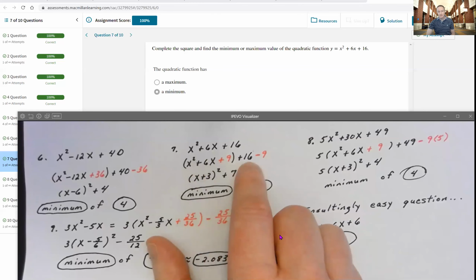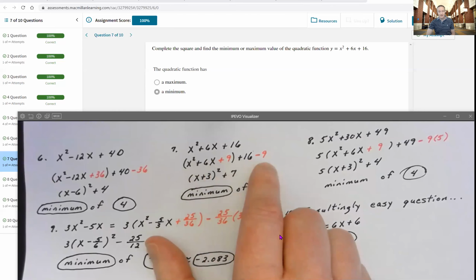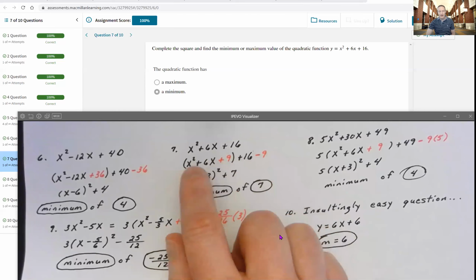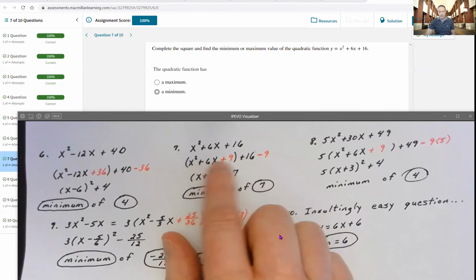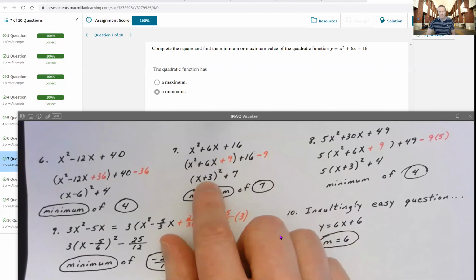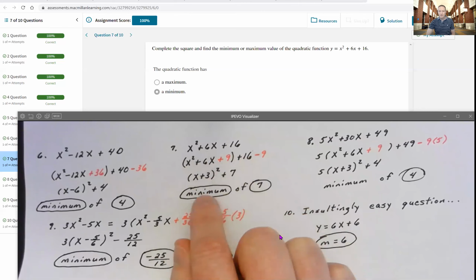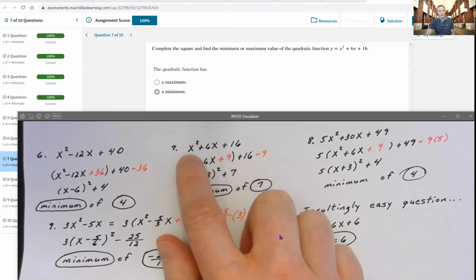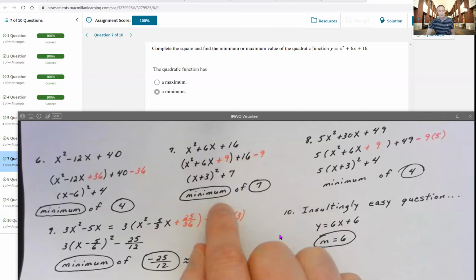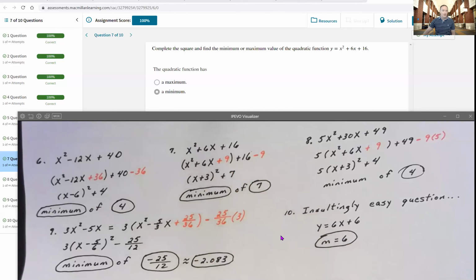So I separated the 16. Since I added a 9 on the inside, I subtracted a 9 on the outside. Now I would get x plus 3 quantity squared for that part here, written as a binomial. And then plus 16 minus 9 gives me a plus 7. So I'm going to have a minimum at 7. And again, you know it's a minimum because all positive quadratics have a vertex that is a minimum. We know the y value of this one is at 7. Now, that one, pretty straightforward.